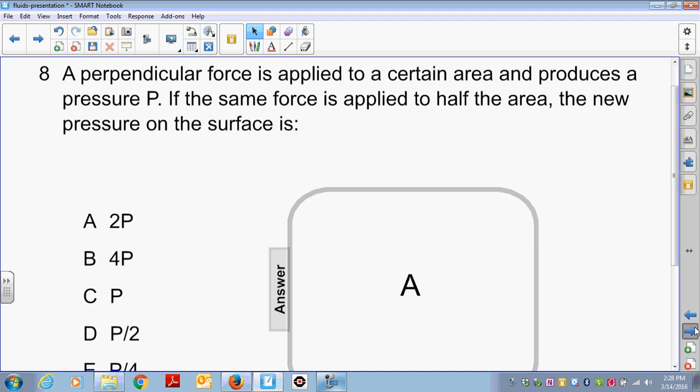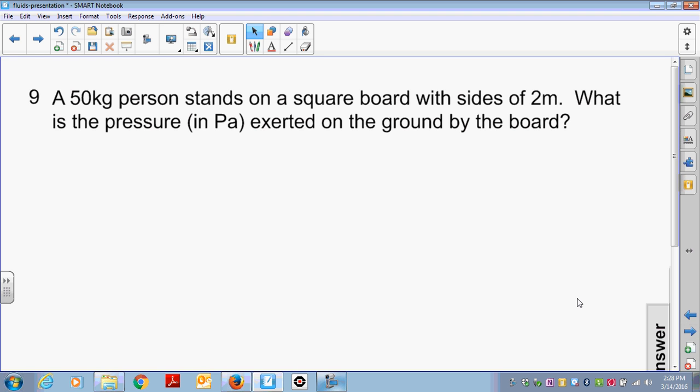the pressure. A 50-kilogram person stands on a square board with sides of 2 meters. What is the pressure in pascals exerted on the ground by the board? Go ahead and pause the video, remembering to write out all of your work.